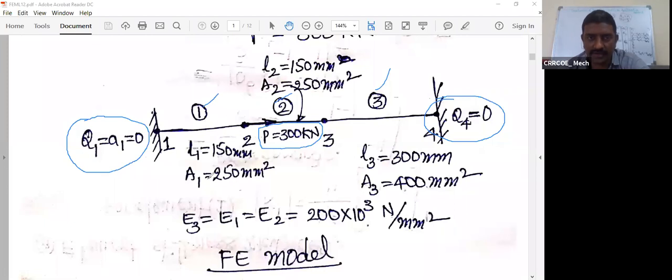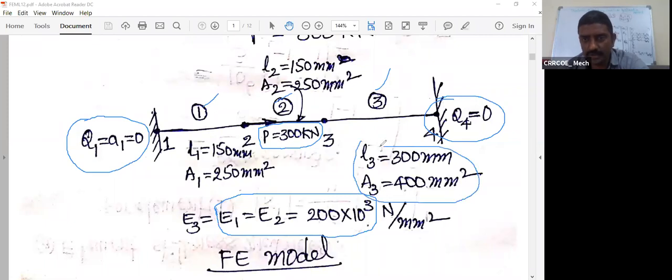So the length and area of cross section for elements 1 and 2 are the same, and the material property for those 2 elements is also the same. E1 is equal to E2 is equal to 200 into 10 cube Newton per mm². Okay, so when both geometric properties and material properties are the same, the element stiffness matrices are identical. For element 3, these are the geometric properties: length 300 mm, area of cross section 400 mm². Okay, and Young's modulus is the same.